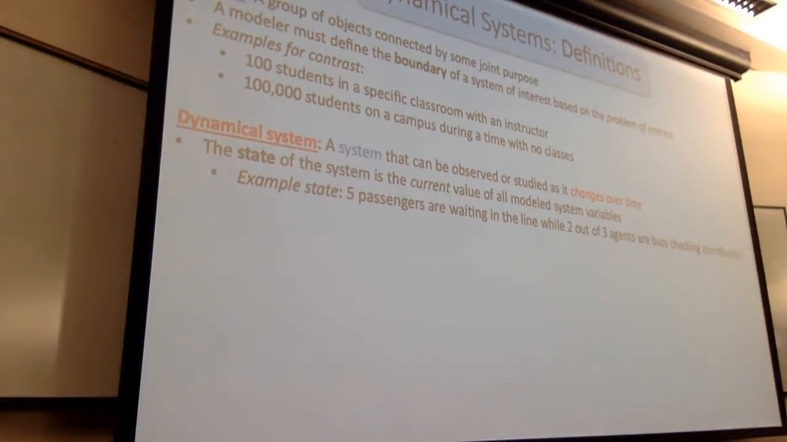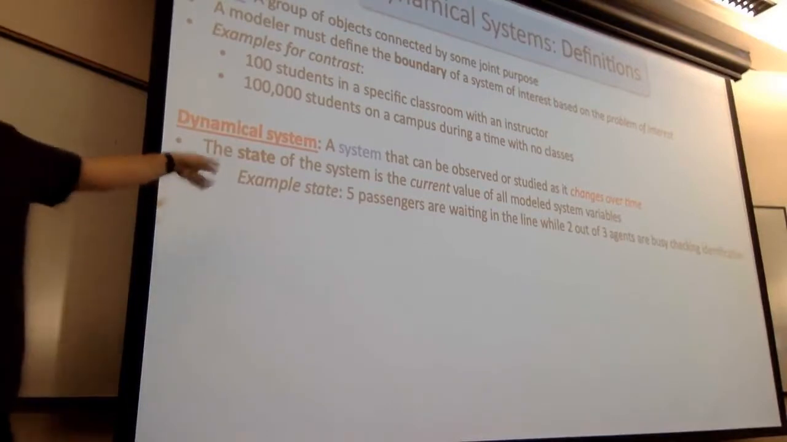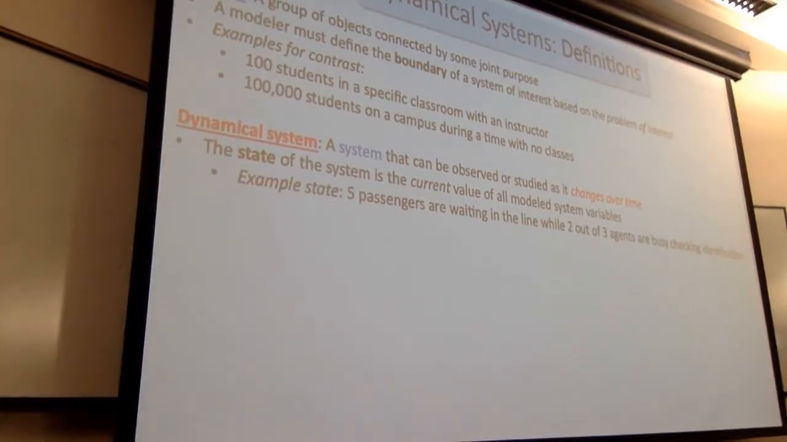Because we have dynamical systems, we have to use this word state. And the state of a system is just the current value of the system, and that's the thing that changes over time. The number of students in a classroom changes. The number of passengers waiting at an airport changes. And so the state of the system is the current number.